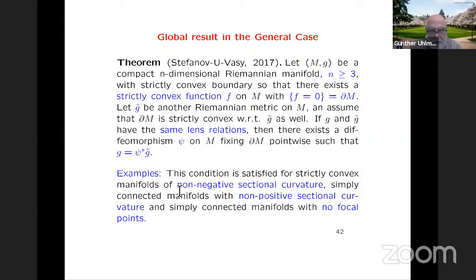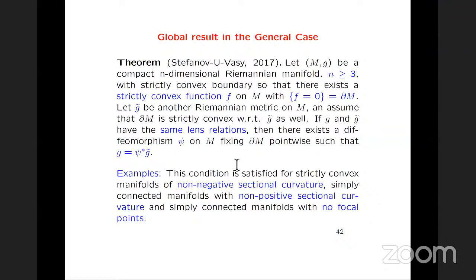The example is the same. Strictly convex manifolds of non-negative curvature. I repeat, this is the main striking example. When the curvature is positive, geodesics come together, like in the case of the spheres, you have conjugate points like the north or south pole, and the theorem is still valid.